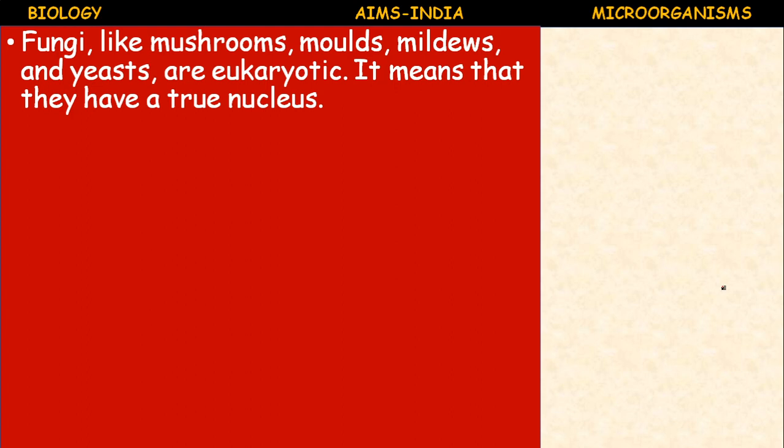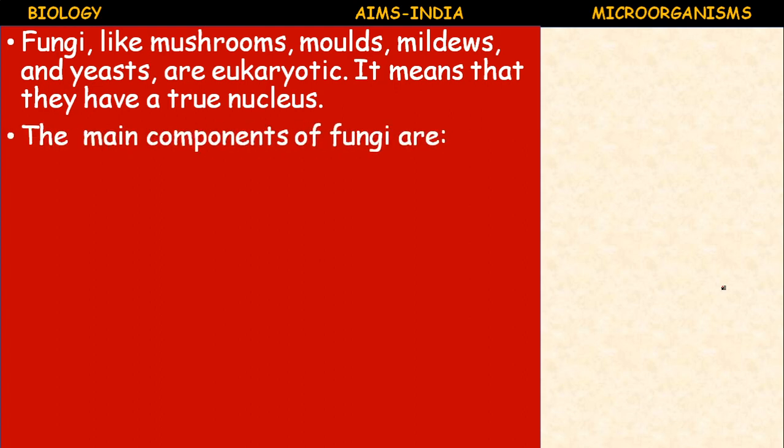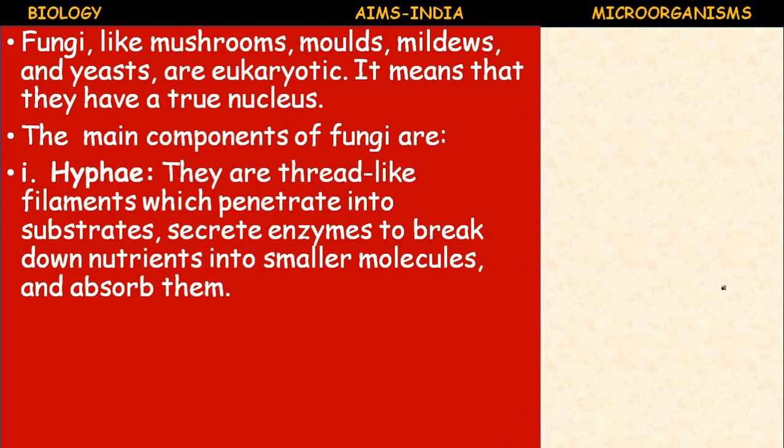Eukaryotic means advanced, well developed. It means that they have a true nucleus. Eu means true, karyon means nucleus. Fungi are eukaryotic because they possess a true nucleus. The main components of fungi are: number one, hyphae.